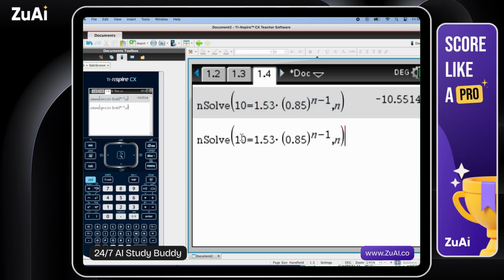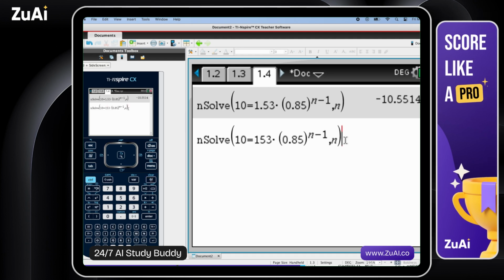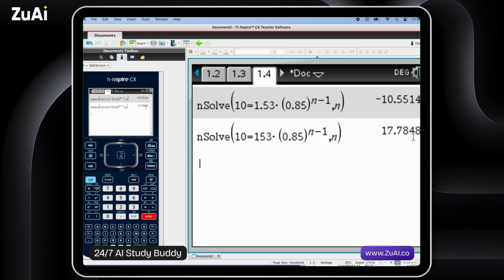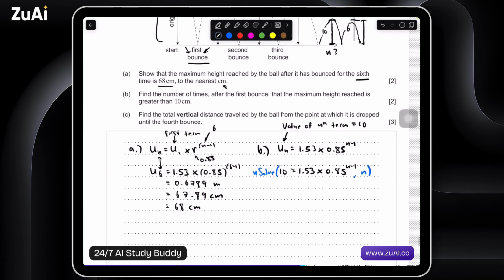So we can either convert this into meters or convert this into centimeters. I think it's going to be easier to convert this 1.53 meters into centimeters, and 1.53 times 100 is just going to give us 153. And in this case, we have 17.7848. So going back to the document, in this case, n is equal to 17.78 bounces. So the number of times after the first bounce that the maximum height reached is greater than 10.